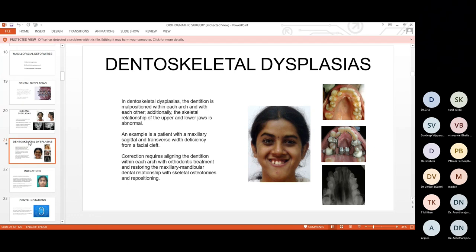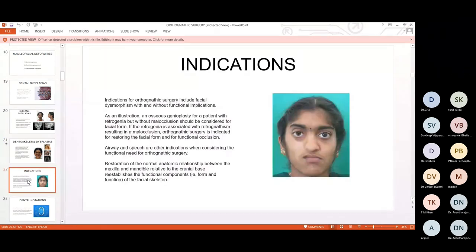The restoring of the maxillary mandibular dental relationship with skeletal osteotomy. Now the indications are facial dysmorphism with or without functional implications. So the restoration of the normal anatomical relationship between the maxilla and mandible in relation to the cranial base re-establishes the functional components of form and function of the facial skeleton. Always keep it in mind when you are doing these surgeries.